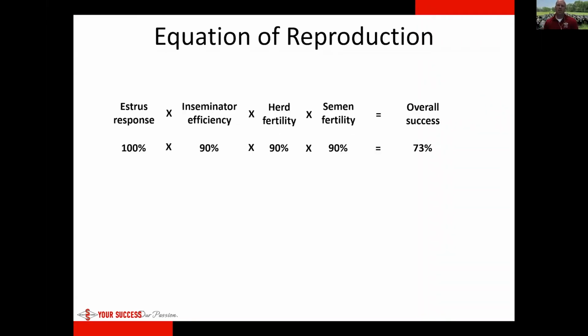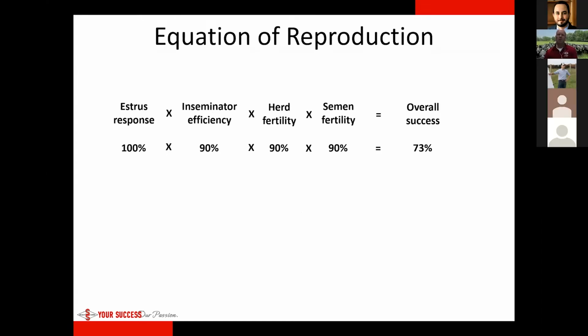First, I just want to cover what we refer to as the equation of reproduction. Jordan had talked about it a lot of times. It's a systems approach. It's not one simple thing that will solve any problem that you may have with the breeding program, but it's a combination of a lot of different things that are involved with the synchronization and AI programs.